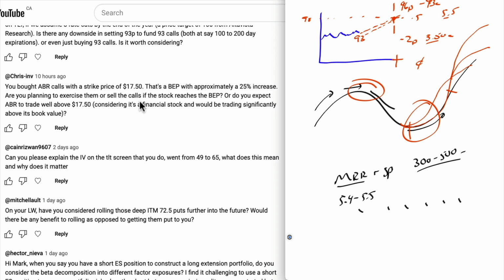ABR will trade at a premium. And if ABR is at 16 at that point in time, those 17.50 calls are going to be worth a lot more than what I paid, double to triple of what I paid because I bought them at a fairly decent price. And I did fund them with some puts, so I'm not too concerned about it.